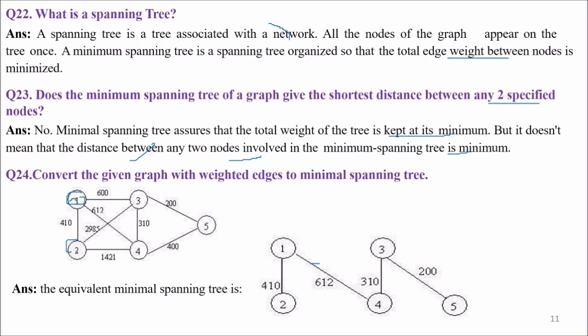So we start from 2, go to 4, 10, which is the lowest, 600, 612, so 2958. We take 612 to 4, then we take 310, and then we go to 300. If you add all these three, any other path you choose, this number will always be less than that. This is the minimum spanning tree.